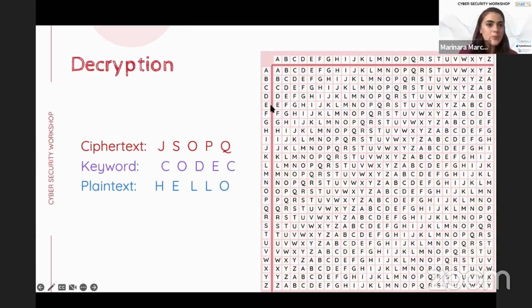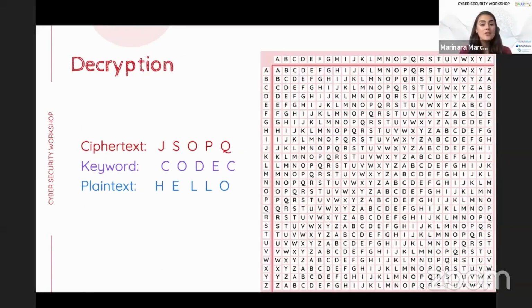And then Evie, do you want to do the key letter C and ciphertext Q? So you'd start at C on the vertical row, and then you'd go across until you got to Q. And when you reach Q, you go up, and then you're at O. Oh, excellent. Yeah, you got it, guys. So we got our plain text hello back.